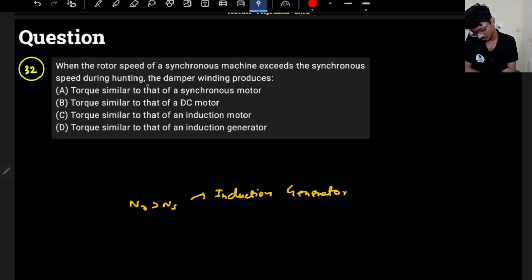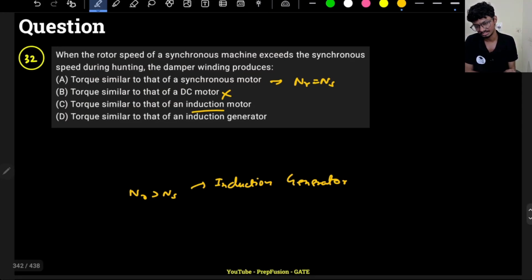So what they are asking is, during hunting, the damper windings will produce what kind of torque? Torque similar to a synchronous motor? No, because it is not similar to a synchronous motor, which develops whatever torque is needed for the rotor speed to be equal to Ns. Torque similar to a DC motor? No, it is not a DC machine, it is an AC machine. Torque similar to an induction motor? Is it the same torque as in an induction motor?